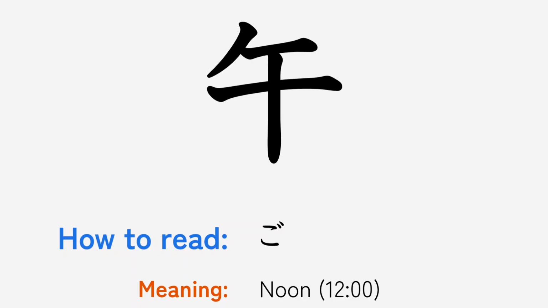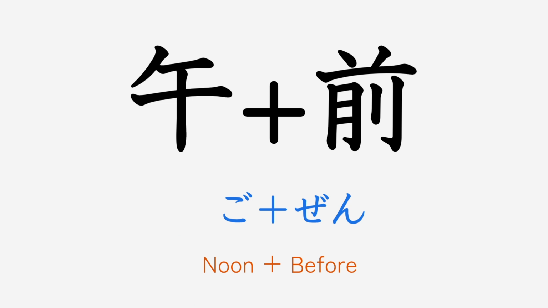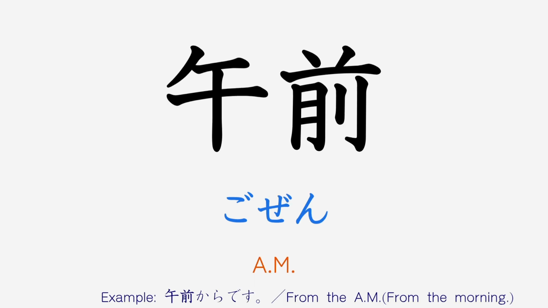Go represents 12 o'clock, meaning noon, the turning point of the day. Here, this kanji is read as zen, also meaning before. Before noon is gozen, meaning AM.